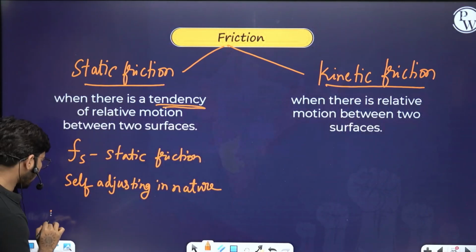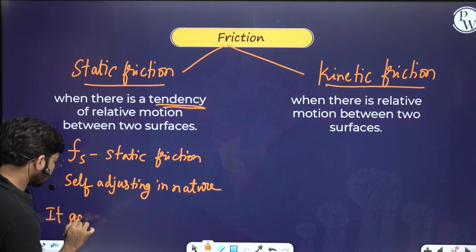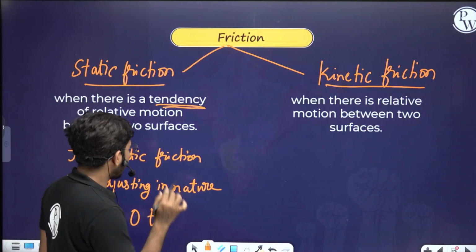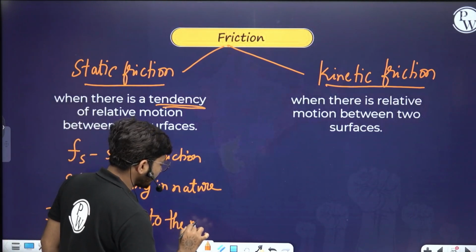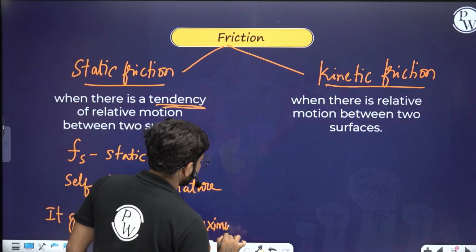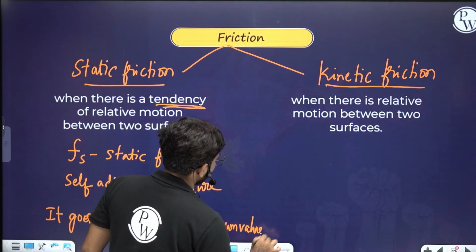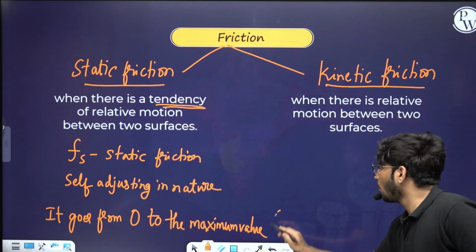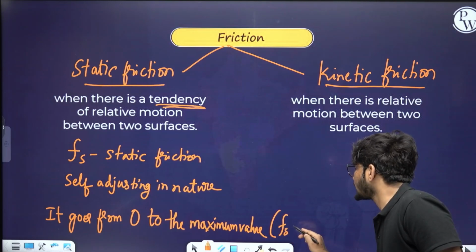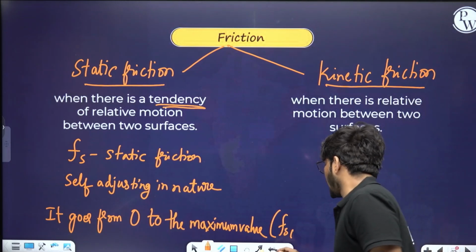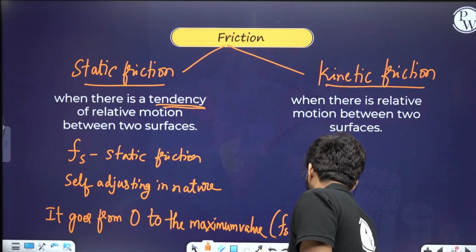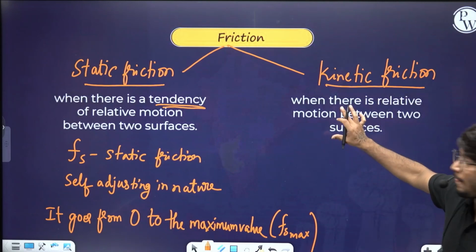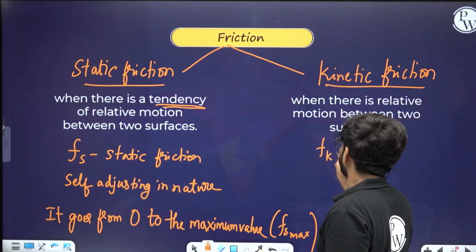Its limit: it goes from 0 to the maximum value. That maximum value we call FS max. FS max, correct?